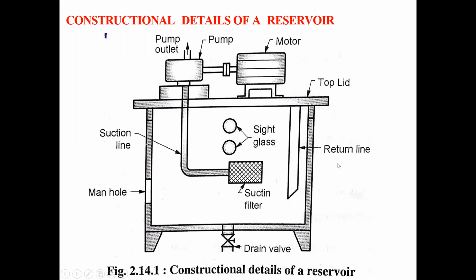Both the suction line and return line should be deep inside the oil level. Otherwise, if the return line remains up at some height from the oil level, then creation of foam may occur. Then there is a manhole present here. Then this is a drain valve. The drain valve is used to remove the oil when we are going to do some maintenance or cleaning of this reservoir. At that time, we use the drain valve.